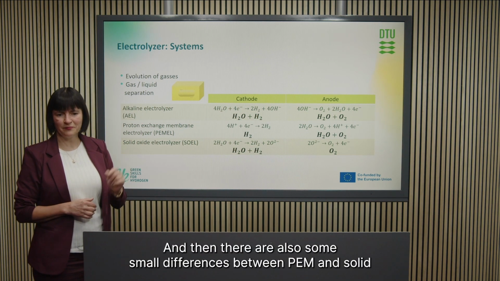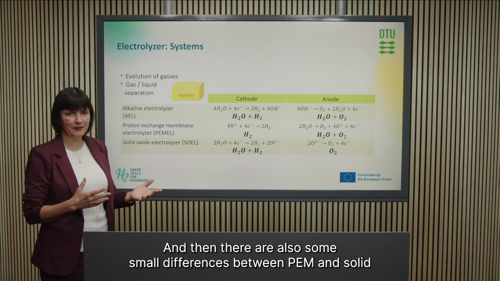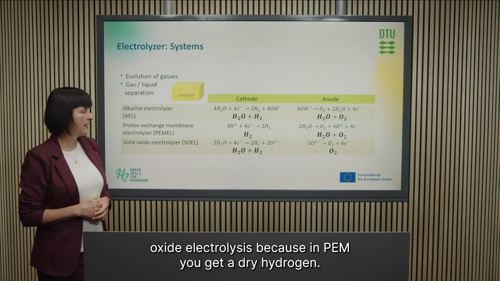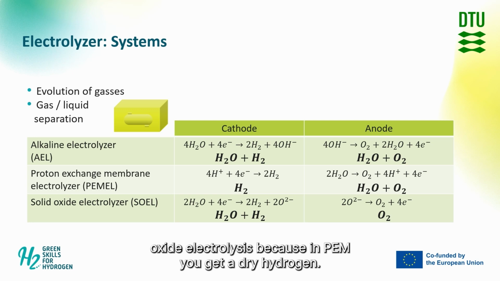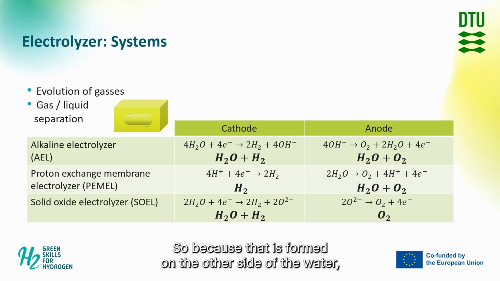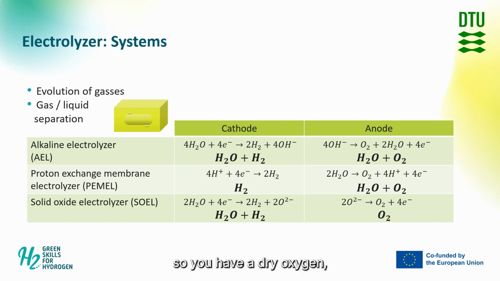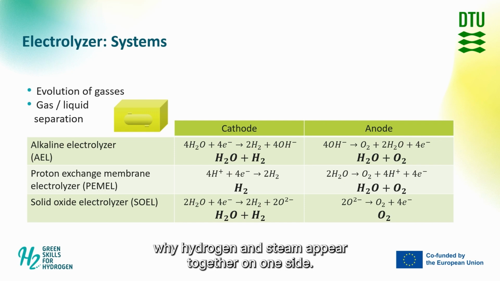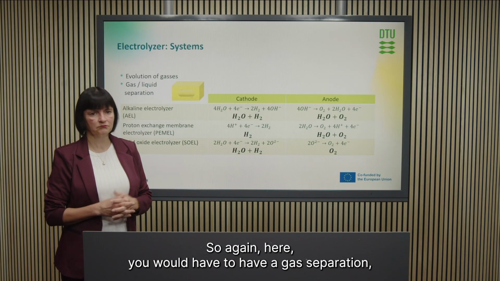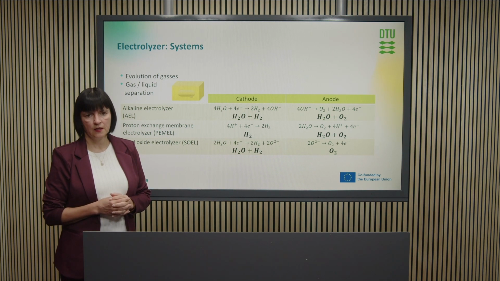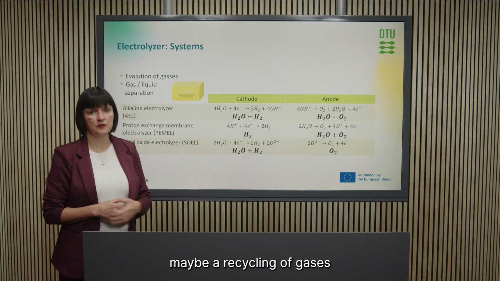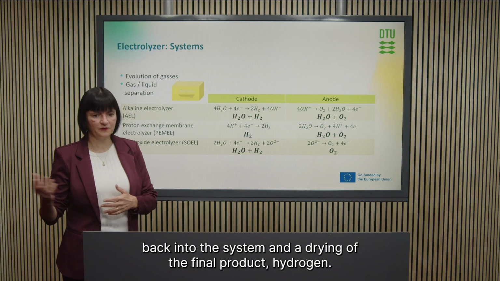And then there are also some small differences between PEM and solid oxide electrolysis, because in PEM you get a dry hydrogen, because that is formed on the other side of the water, while in the case of the solid oxide electrolyzer, you have a dry oxygen, while hydrogen and steam appear together on one side. So again, here you would have to have a gas separation, maybe a recycling of gases back into the system, and a drying of the final product hydrogen.